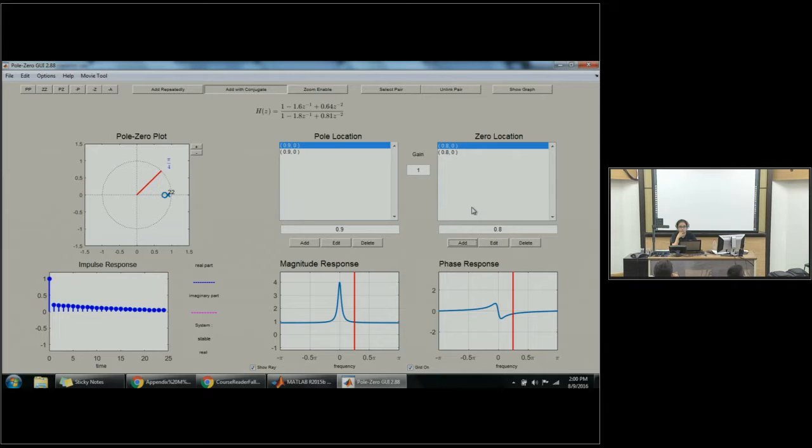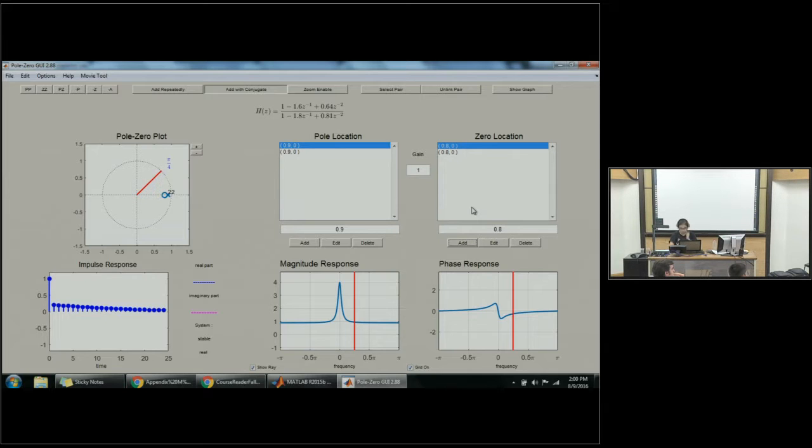By notching out, do you mean killing it or extracting it? Killing it. Okay? You have a question? What's the effect of the magnitude, the further away it is from the zero on the pole zero plotter?